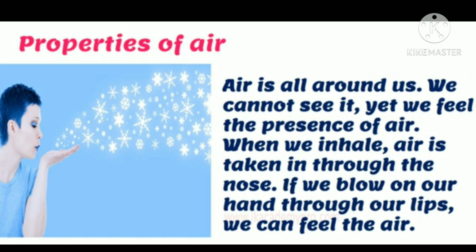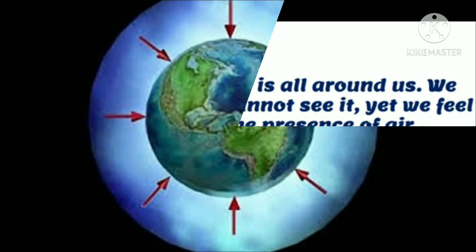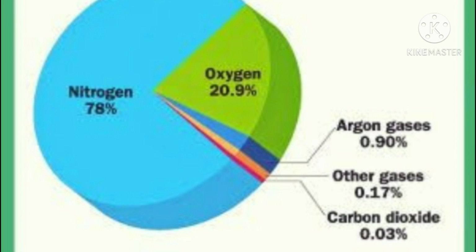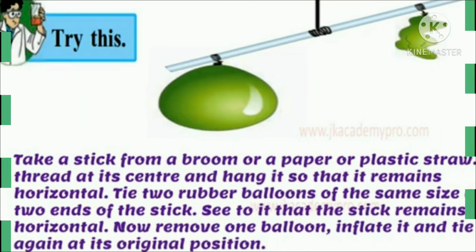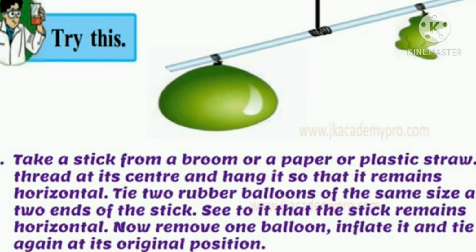So we have learned that air is all around us. The earth is surrounded by an envelope of air, isn't it? And there are many gases combined together to form air. So air is a homogeneous mixture. Now students, try these activities. Here, 2 activities are given and you have to do these activities.